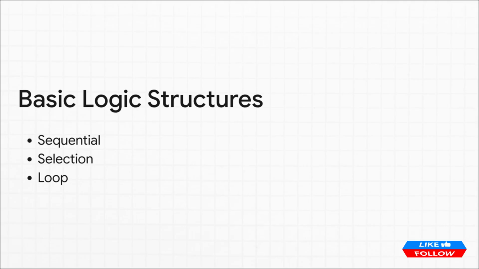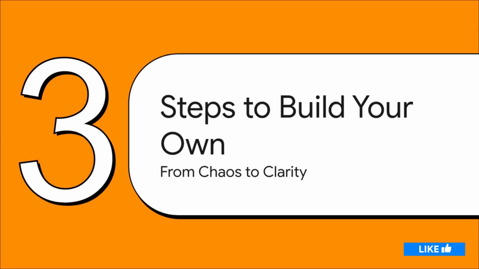This is brilliantly represented by a decision box with an arrow that points all the way back up to an earlier step. It just repeats a block of actions until a specific condition is finally met. Master these 3, and you can map out pretty much anything. So how do we put all this theory into practice? Let's transition into Section 3, Steps to Build Your Own, moving from chaos to clarity.